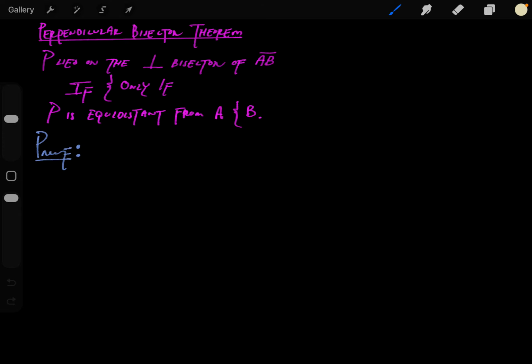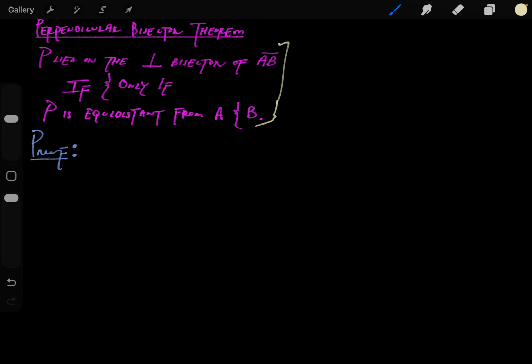Okay, so now we're going to do the perpendicular bisector theorem. It's an if and only if, so again, we have to prove it in both directions. I'm going to prove it in one direction first.